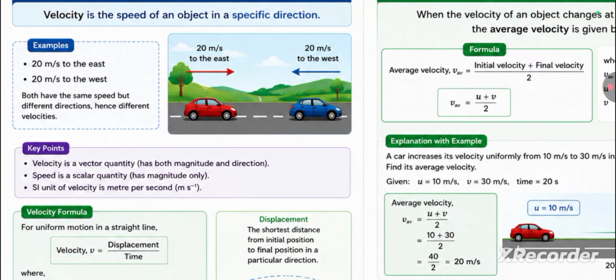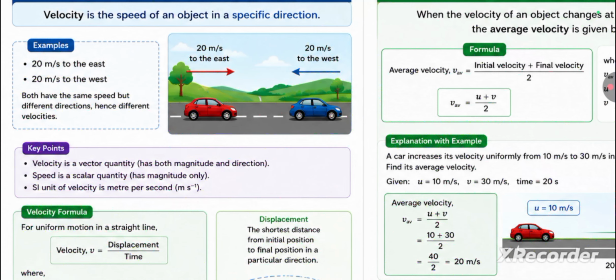A car moves in two directions, one is east and one is west. One car moves 20 meters per second to the east and the other 20 meters per second to the west. Both cars have the same speed but different directions, hence different velocities. They are moving in different directions with different velocities.